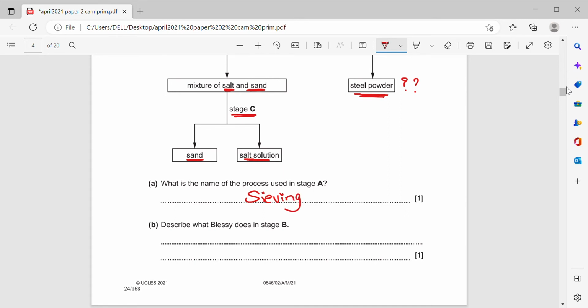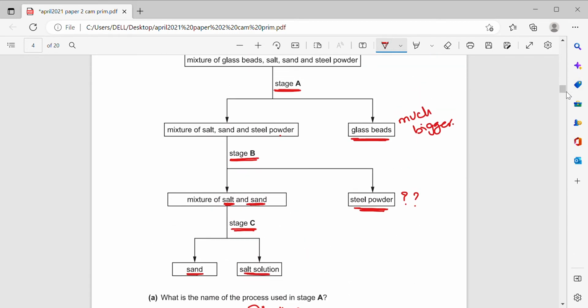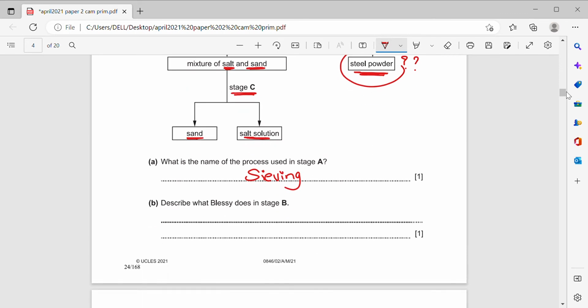B, describe what Blessy does in stage B. Let's look together at stage B. Mixture of salt, sand, and steel powder. Separated the steel. She can use the magnetic attraction, so she uses a magnet. In other words, you can write in between brackets the magnetic attraction.